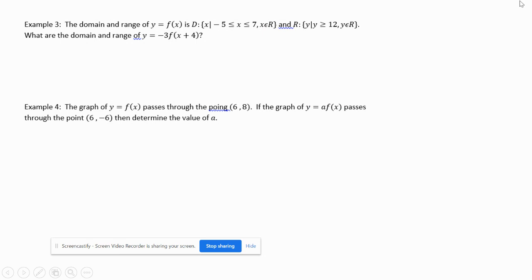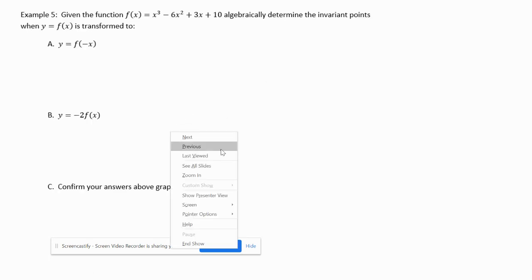Example 3. So the domain and range of y equals f of x goes from -5 to 7, and y is greater than or equal to 12. What are the domain and range of y equals -3 f of x plus 4? So we're dealing with a couple different transformations over here.